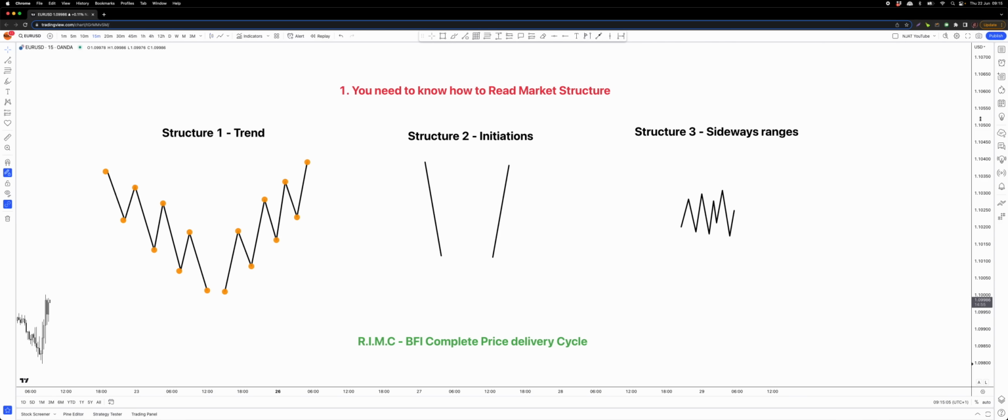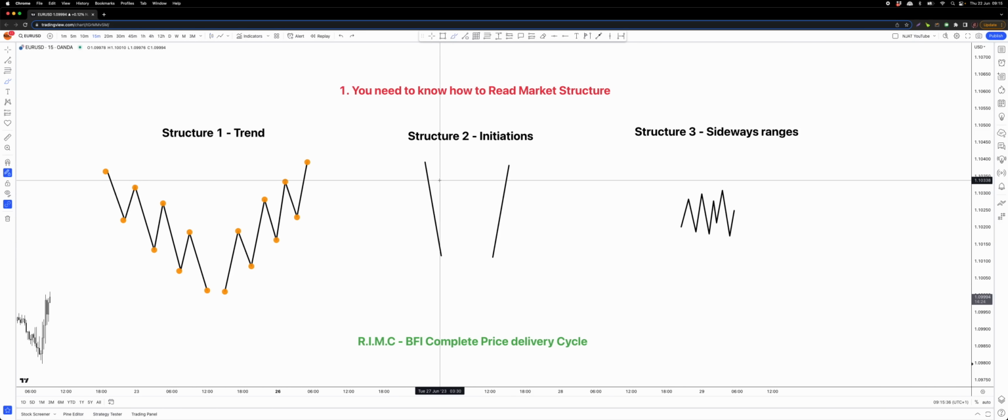So the second market structure that we have is initiation structure. Now, a lot of people can read this initiation structure. Don't get it confused with trend, because we can see initiations in trends. So all these moves up will also be initiations in the market as well. But it's a very fast and aggressive move in one direction only. So it's a very fast and aggressive move down, or it's a very fast and aggressive move up.